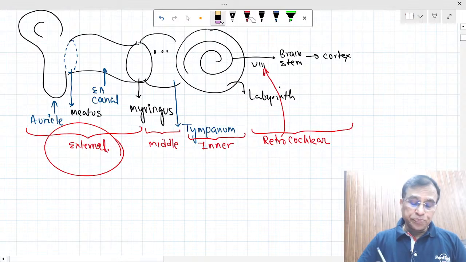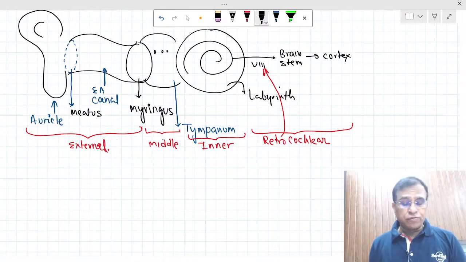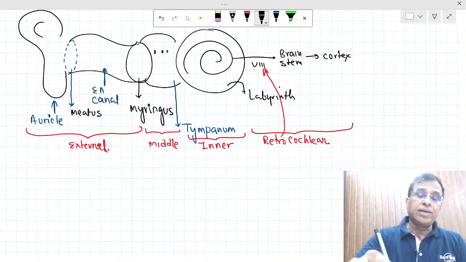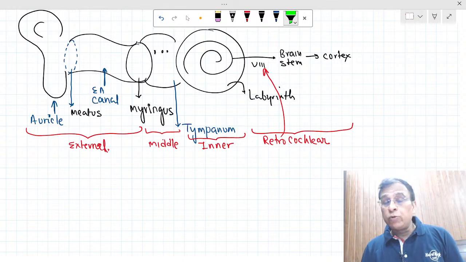So if I ask you, what does external ear comprise of? What comes to your mind? What does external ear contain? And what do you say? External ear contains the pinna, auricle, canal with meatus.